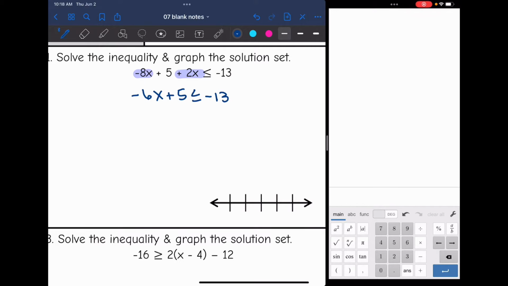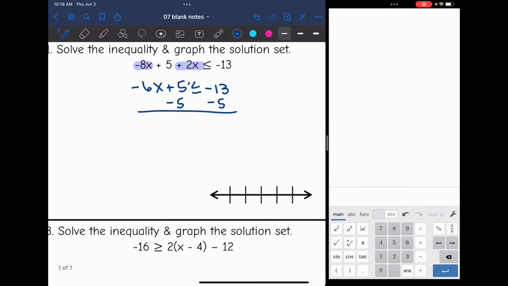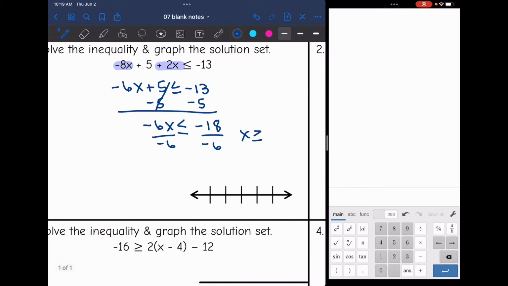Now I'm going to remove that constant of plus 5 by subtracting 5 from both sides. And I get negative 6x is less than or equal to negative 18. And then I'm going to divide by negative 6. And I get x is greater than or equal to negative 18 divided by negative 6, which is positive 3. I flipped the inequality sign since I divided by a negative.